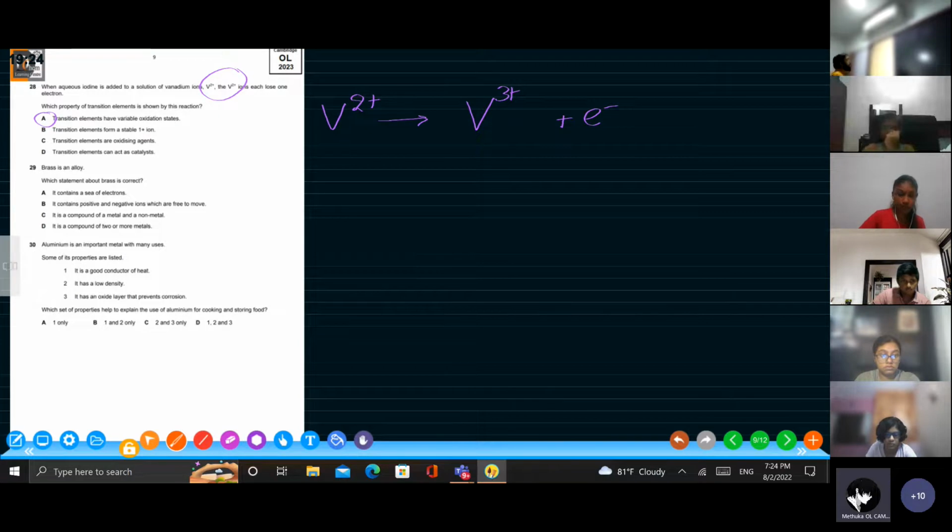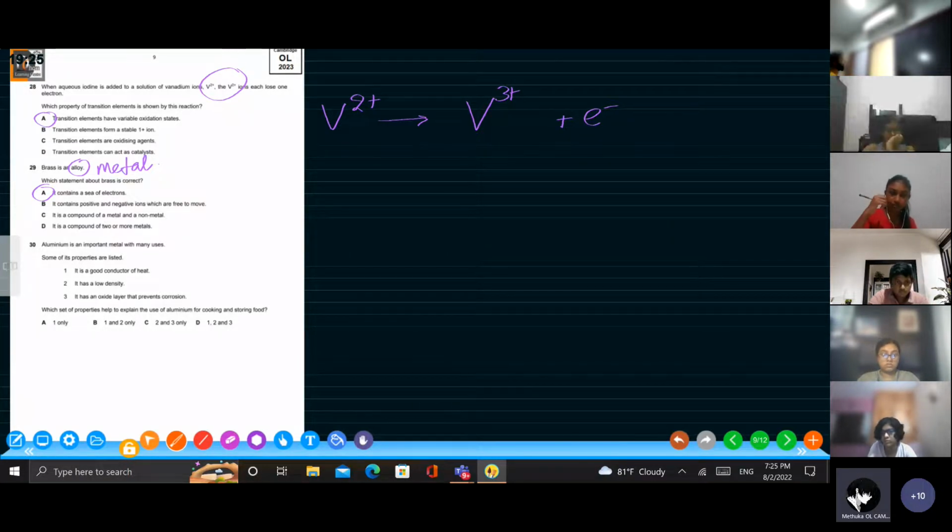Brass is an alloy. Which statement about brass is correct? It contains a sea of electrons. Even though it's an alloy, it is still a metal. Therefore, it contains a sea of electrons is correct. Brass is a mixture of metals. Metals have a sea of electrons.